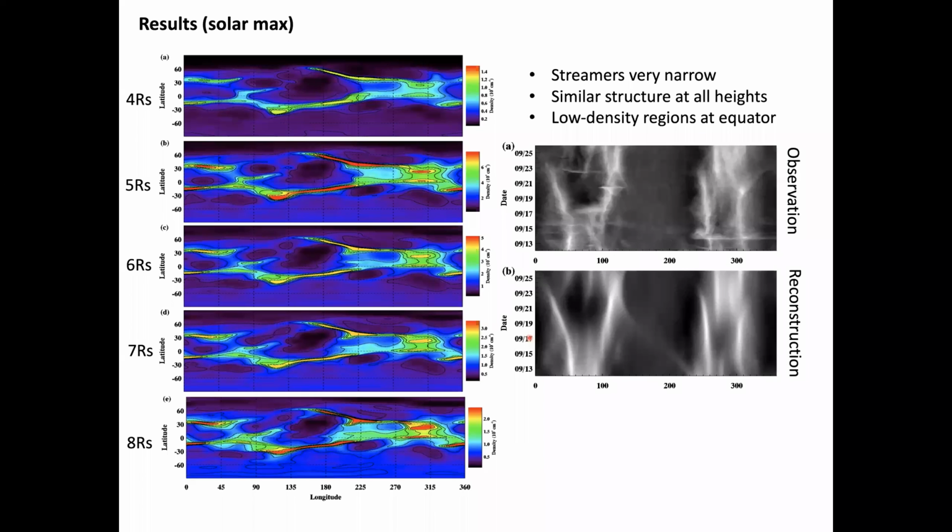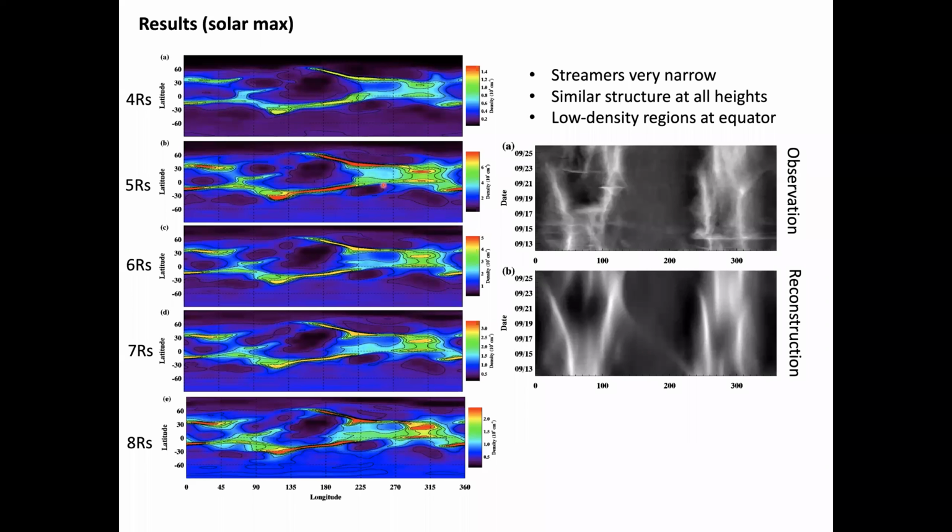So I'm showing a typical set of results here. This is in the ascending phase to the latest solar maximum. On the left, there are 5 density maps at heights between 4 and 8 solar radii. And just a few general points here. We seem to see 2 more or less symmetrical streamer belts at mid latitudes. The streamers can be very narrow in places.